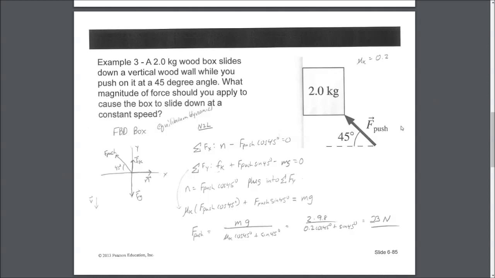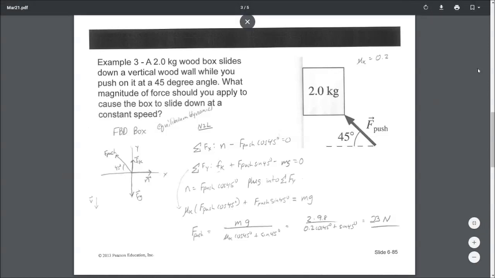the only thing that would be different if we moved upward is you'd switch the kinetic friction direction. So then your push up is all that's going upward. So if you manage to make it slide upward at a constant speed, you just switch kinetic friction. All right, let's move on.